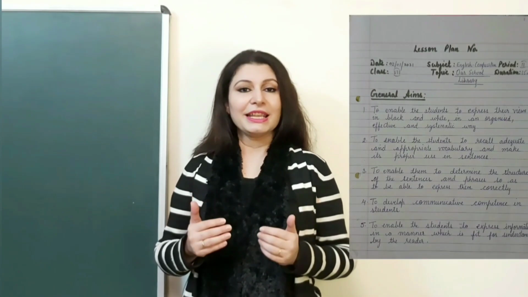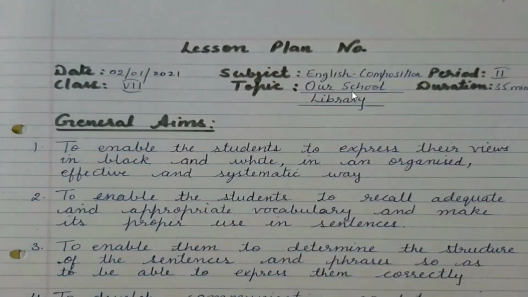So we'll begin with writing date, class, subject, topic, period and duration as we had written in the previous lesson plan. Then we'll write general aims. The general aims for writing composition are: number 1, to enable the students to express their views in black and white in an organized, effective and systematic way.